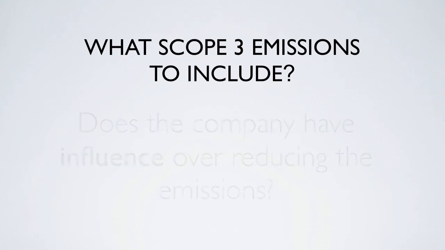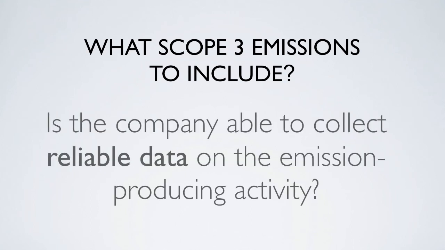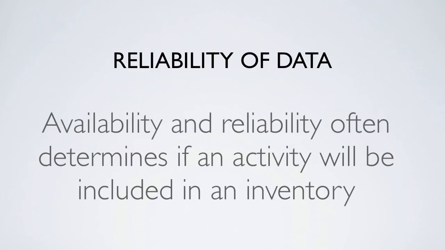Does the company outsource an activity that was previously categorized as a Scope 1 emission? And finally, one of the more important questions, is the company able to collect reliable data for the activity? This question is very important because the data for Scope 3 emissions is generally less accurate and reliable than data for Scope 1 and Scope 2 emissions. In fact, the availability and reliability of the data may determine whether or not it is included in the inventory. This was Dell's major reason for excluding Scope 3 emissions from its carbon footprint.